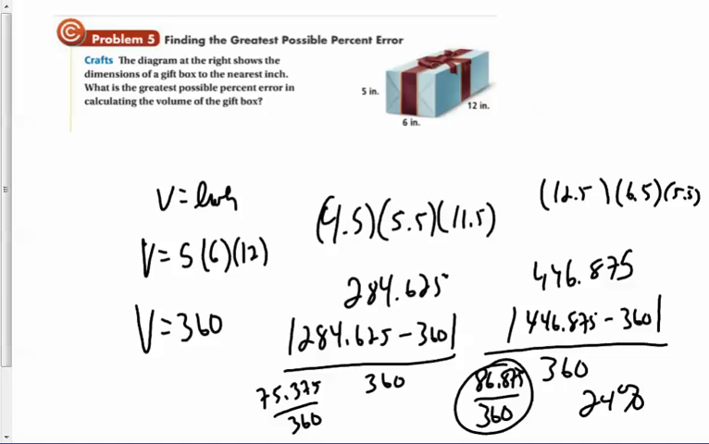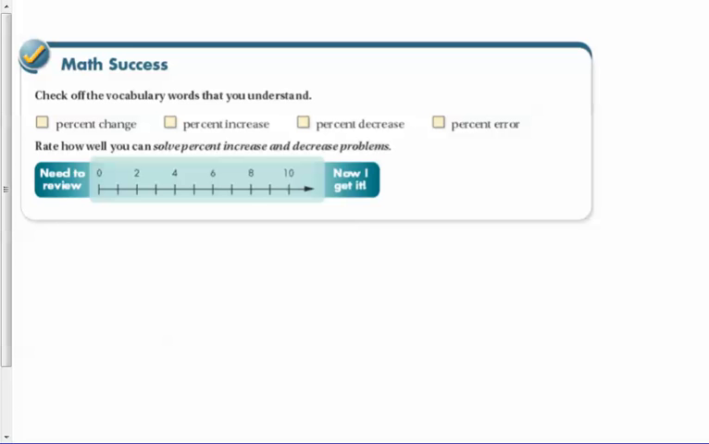So if you haven't got it, pause the video and do that, and we'll talk about any questions you might have in class. Just go ahead and check off on your math success where you're at. Are you good with these definitions? Do you understand how to do this stuff? All right, I look forward to seeing you in class tomorrow, and may the force be with you.